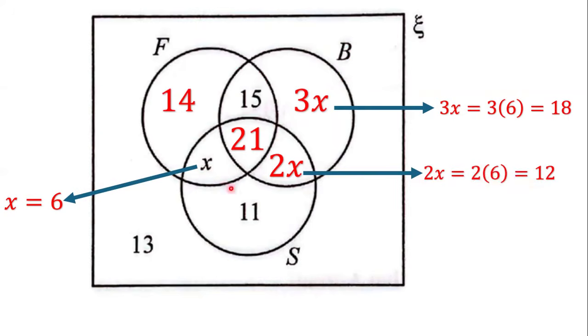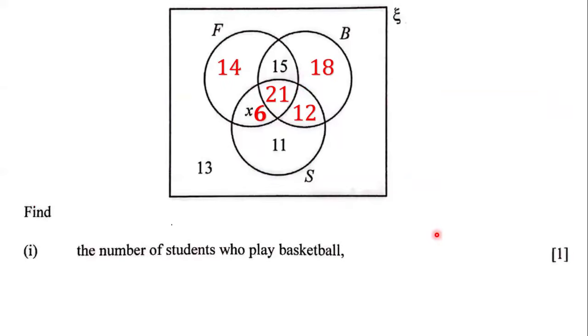And so we have that x is equal to 6, 3x is equal to 18, 2x is equal to 12. And so let's put those values into our Venn diagram. So x is equal to 6. This is 18. This is 12. So what we have here is the numbers, and that's going to be useful, especially when answering these questions. Okay, so let's move on.